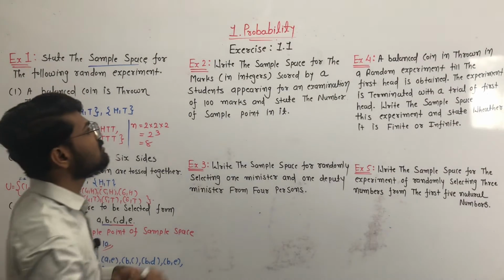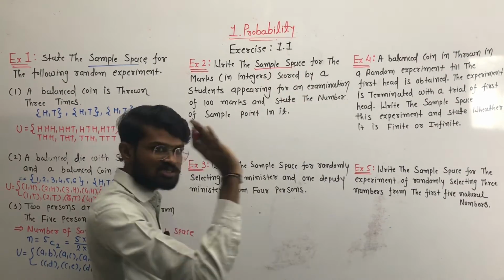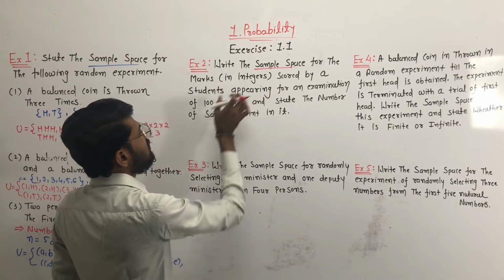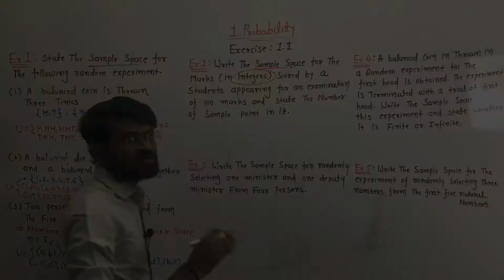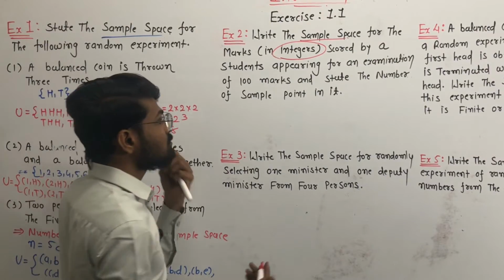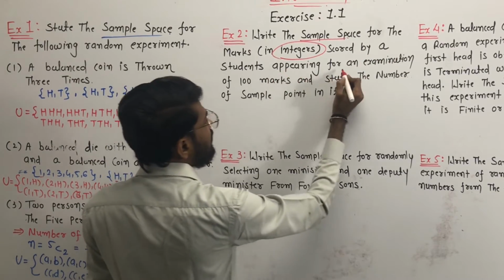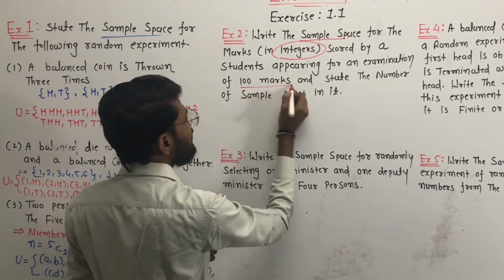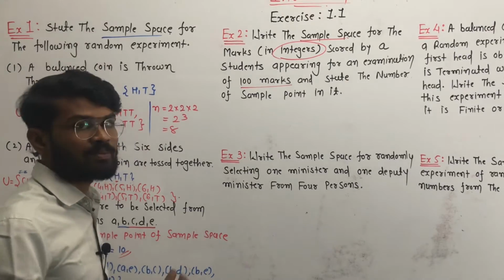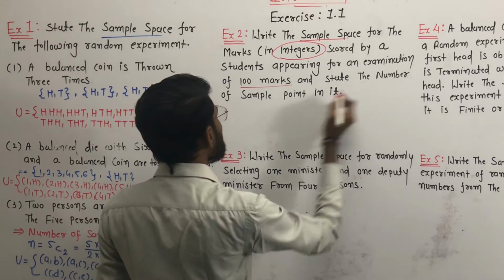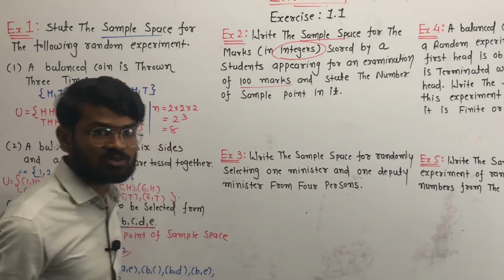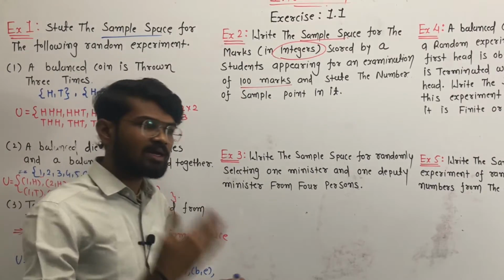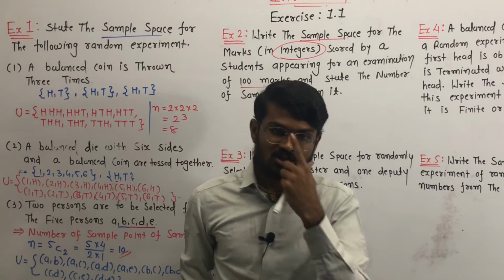Example number 2 is: write the sample space. We have to write the sample space for the marks, which are integer numbers, scored by a student appearing for an examination of 100 marks, and state the number of sample points in it. So the paper is of 100 marks. How many marks can the student get?